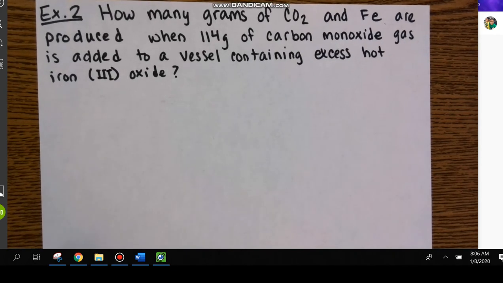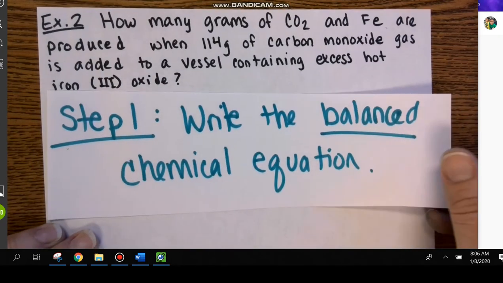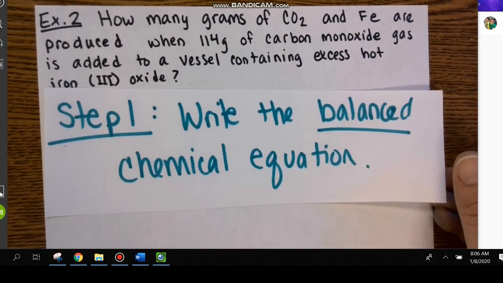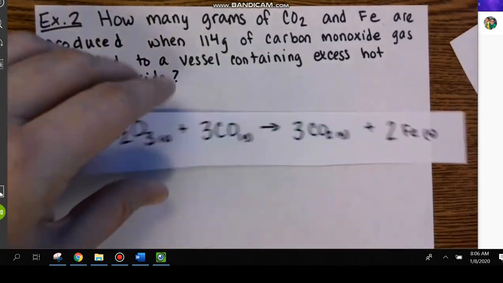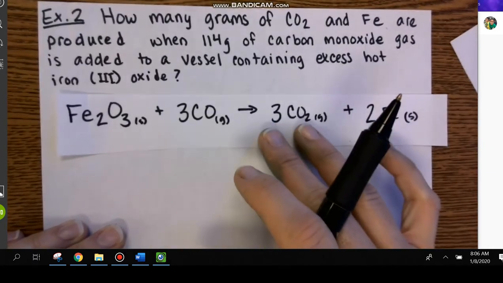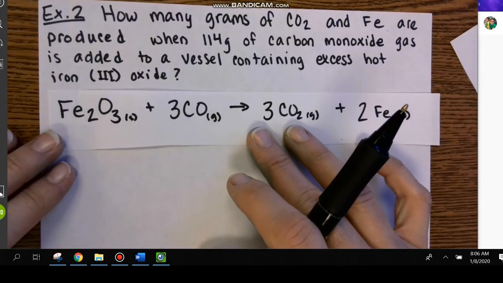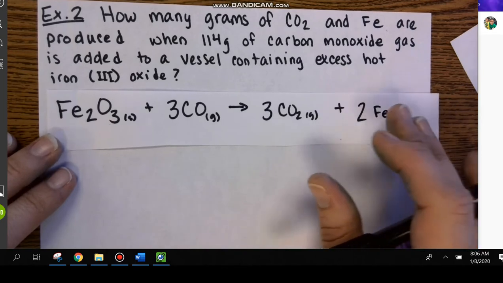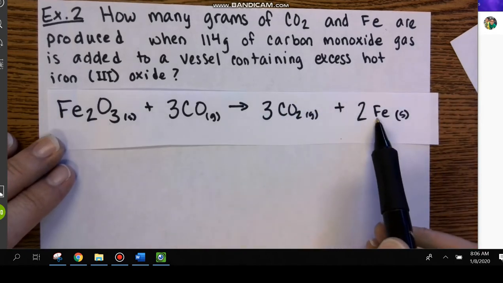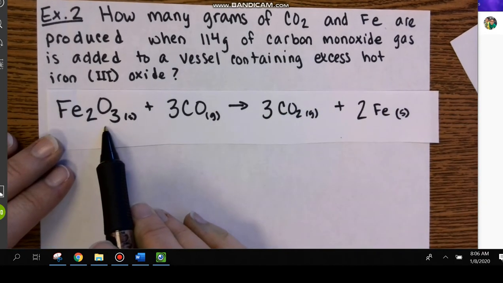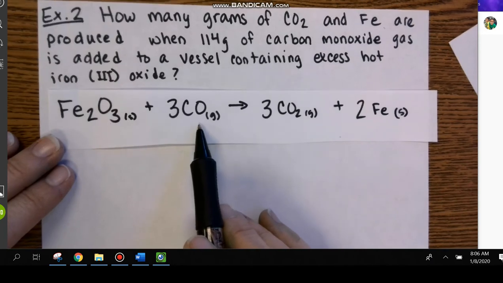So again, as always, the first step that we do is to write the balanced chemical equation. Okay, to save time, I've written that for you. Here is your carbon dioxide and your iron produced from your iron(III) oxide and your carbon monoxide.